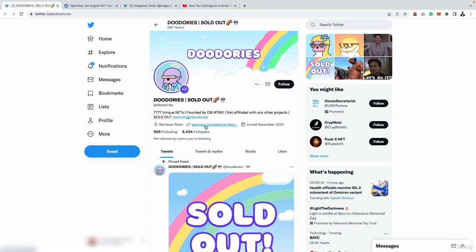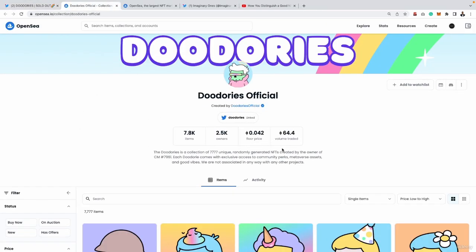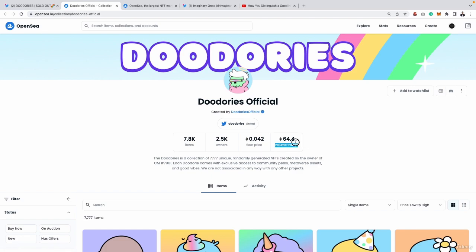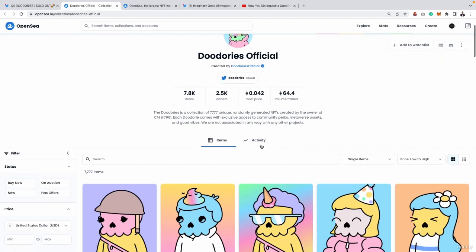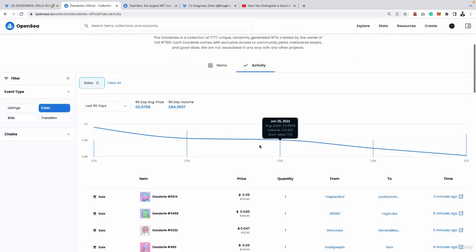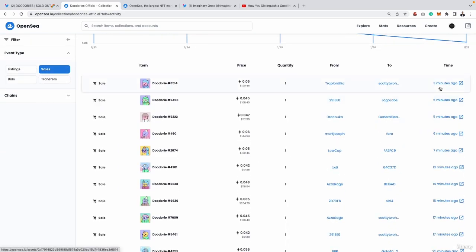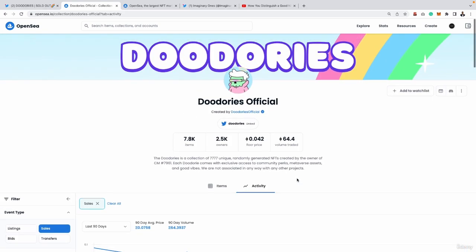What I want to show is they have a link in the Twitter bio. If you open that link up, it will open up the OpenSea page. This is, of course, the official OpenSea page as is linked from the main Twitter account. Now we can see in total, there has been 64,000 ETH traded in this specific collection. We go over to activity and scroll down. We can see there's literally sales all the time. 3 minutes ago, 5 minutes ago, 5, 6, 7, 10, 14, loads and loads of sales, right?